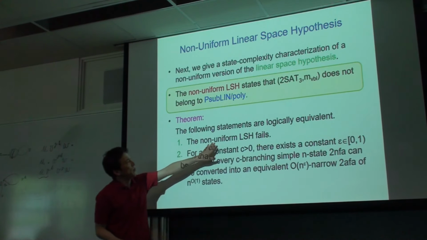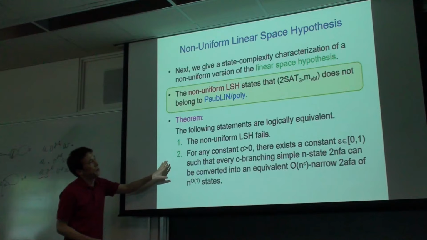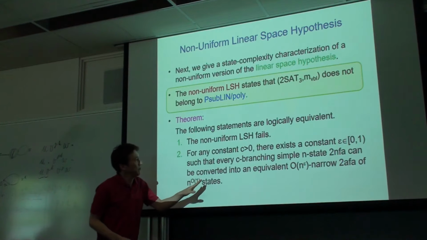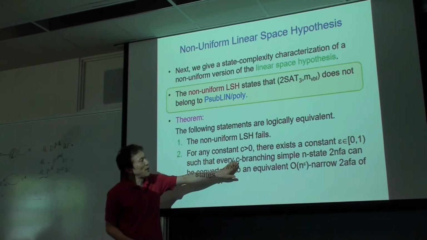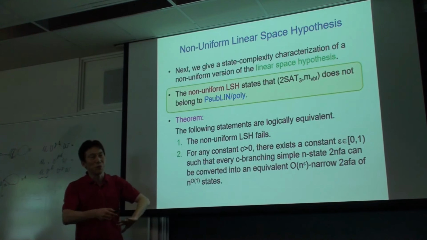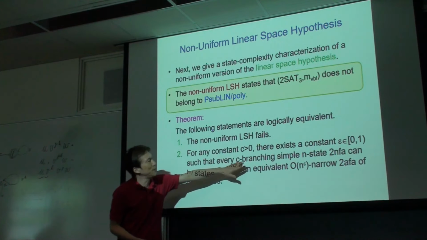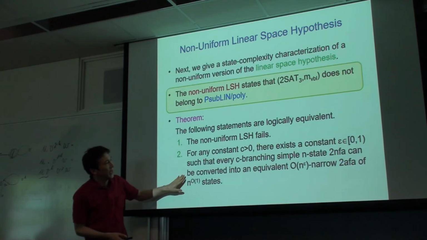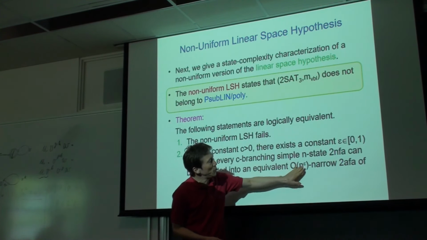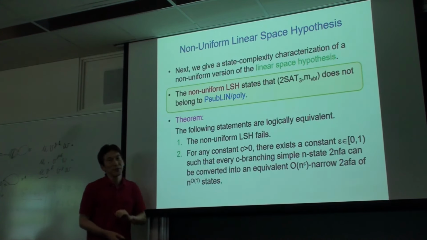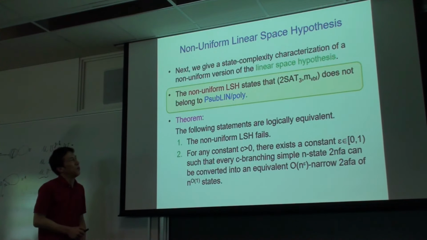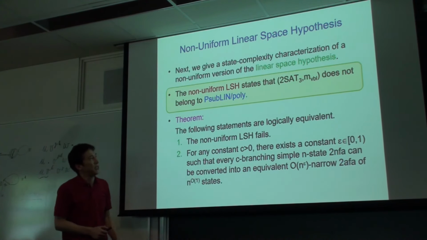Non-uniform LSH fails if and only if for any constant c, there exists a constant epsilon that satisfies the following: every c-branching simple n-state 2NFA, and we don't need to worry about L-uniformity now, can be converted into an equivalent n to the epsilon narrow 2AFA of polynomial states. So this is the exact statement for non-uniform LSH failing.